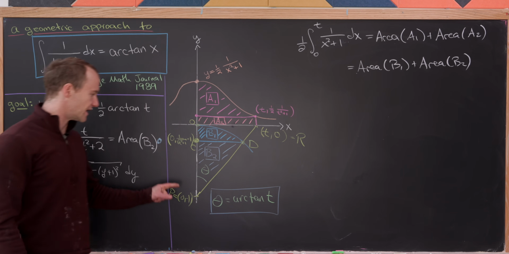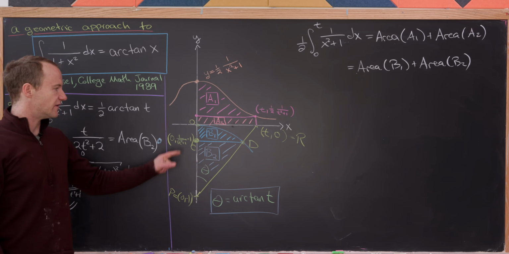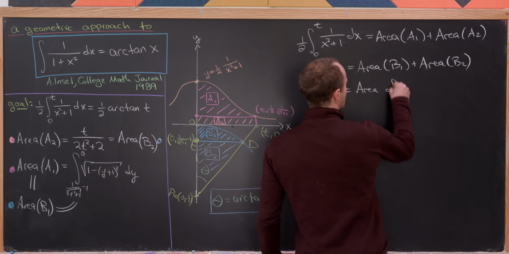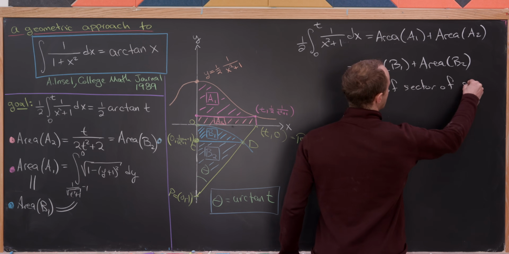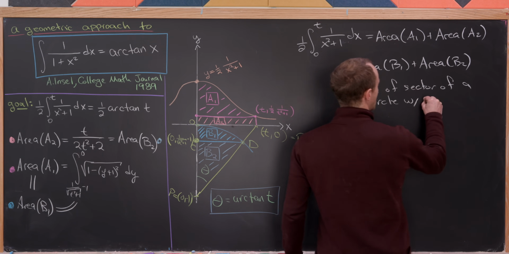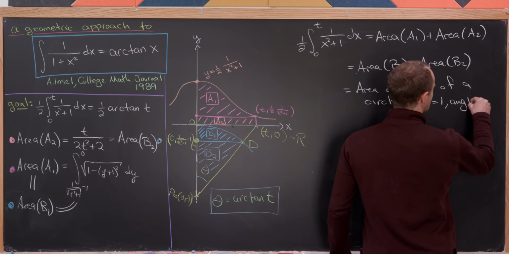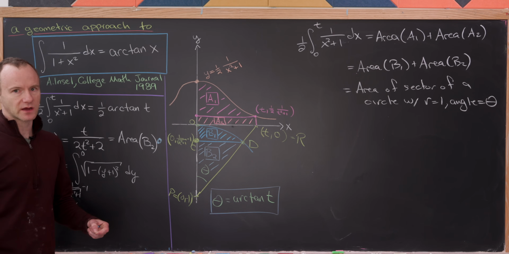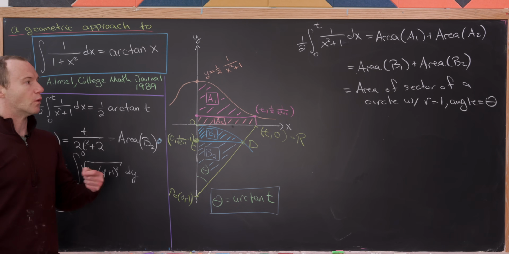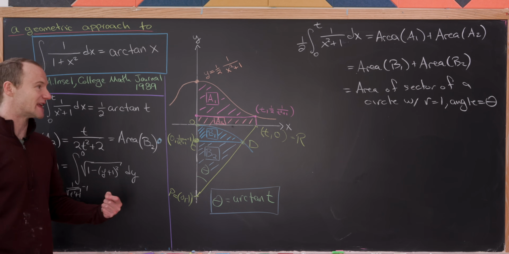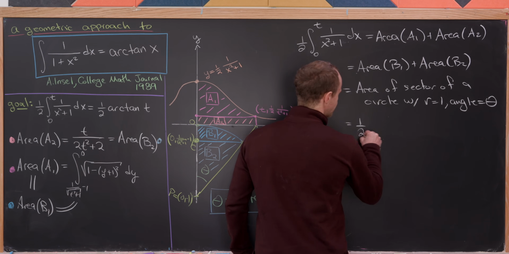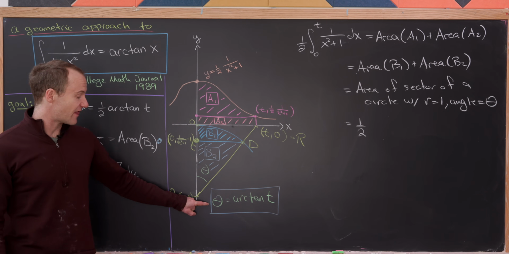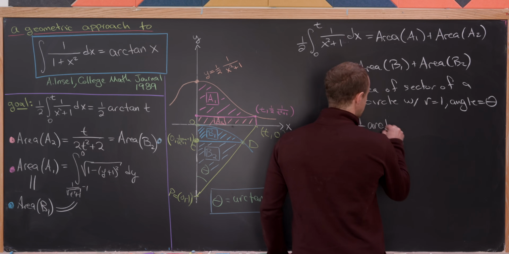But now the trick here is to calculate the area of B1 plus the area of B2 a different way. So notice this is the area of a sector of a circle with radius equal to 1 and angle equal to theta. So, well, there's a nice formula for the area of a sector of a circle, and that's 1/2 times the radius squared times the angle. So here we've got 1/2 times the radius squared, but the radius is 1, times the angle, which is theta, but that theta is equal to the inverse tangent, the arctangent of t.